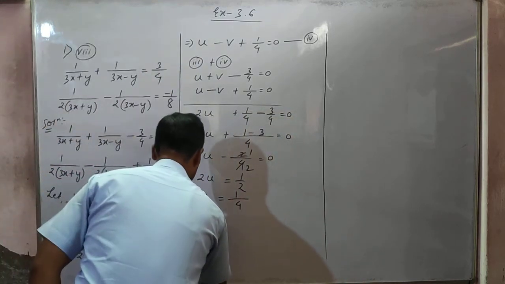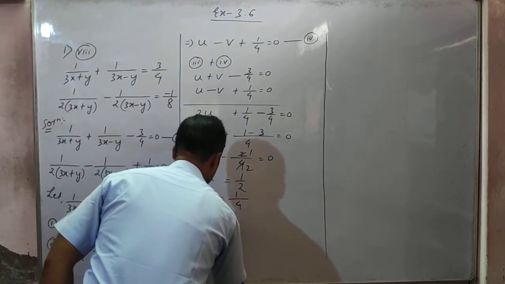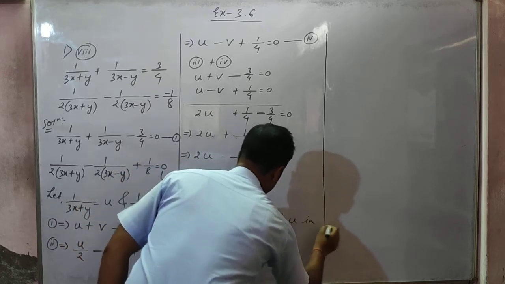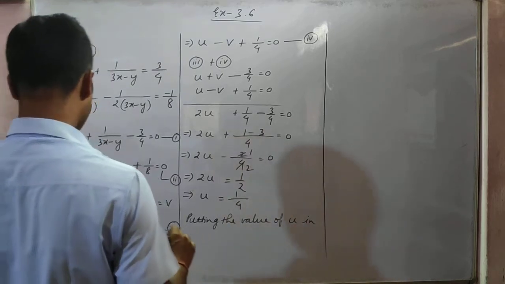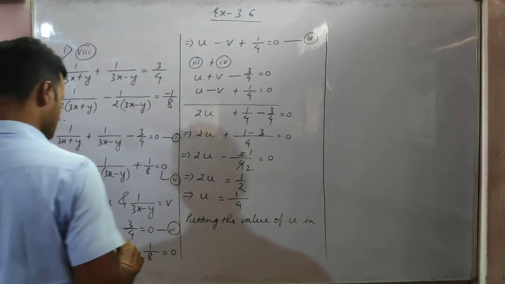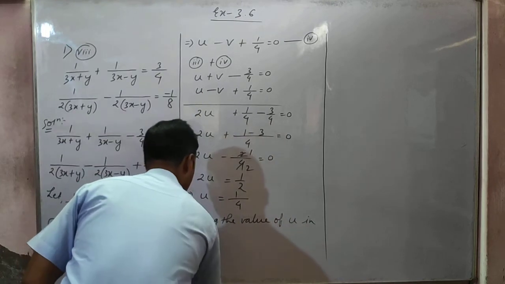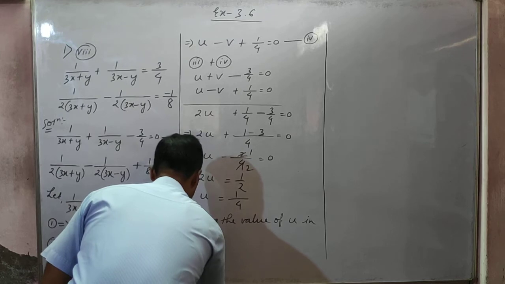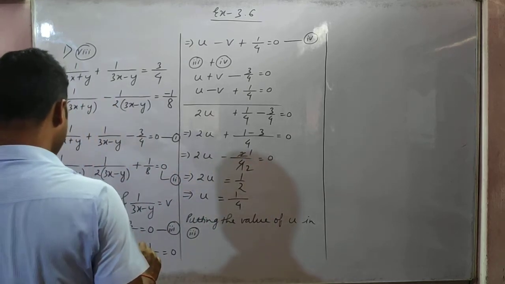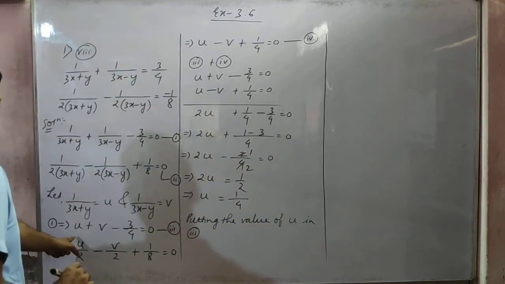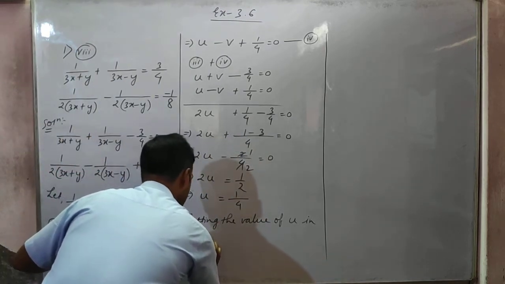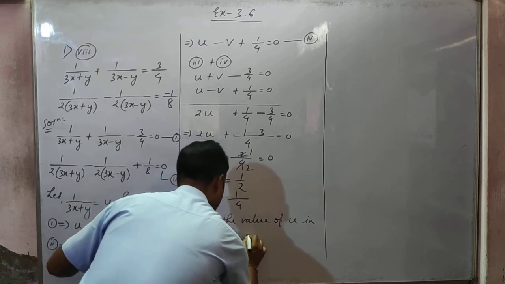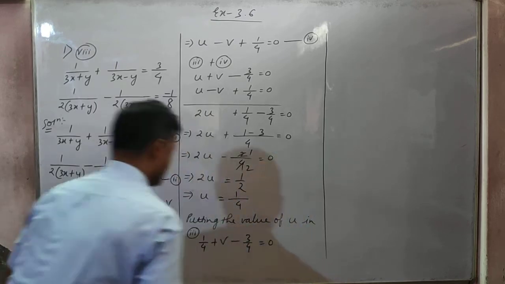Now putting the value of u in equation, anyone 3 or 4, let us put it in 3 only. U in 3, okay, in equation 3 we'll put the value of u, so this will become 1 by 4 plus v minus 3 by 4 is equal to 0.